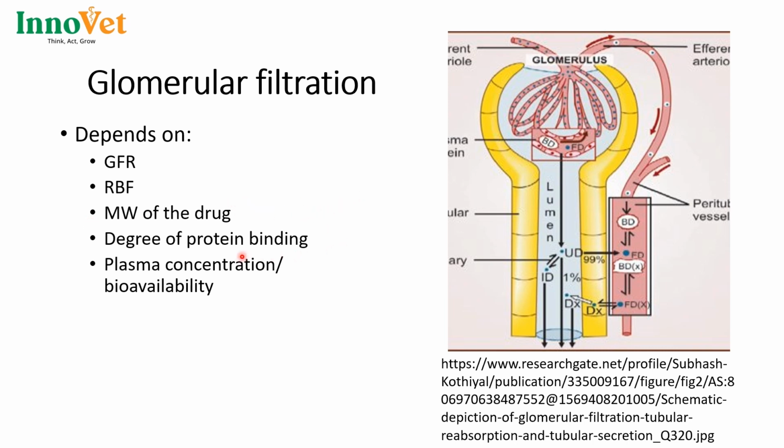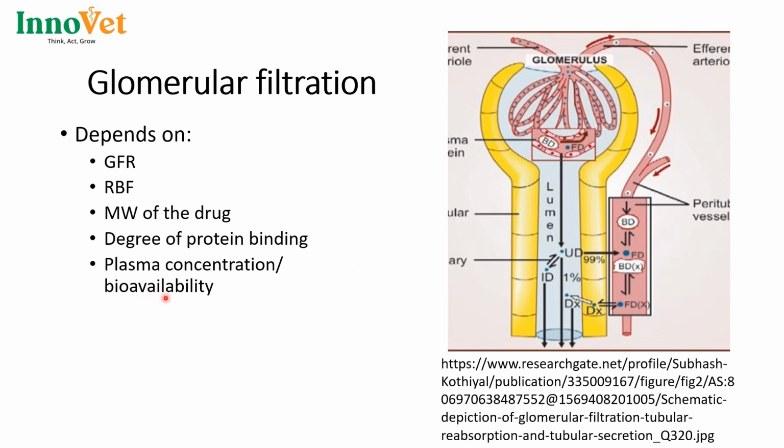Then we also have the degree of protein binding. Bound drugs do not cross the membrane. It's only unbound drugs that cross the membrane. The reason being is that proteins have high molecular weight. So if a drug is bound to a protein, in other words, it will not go through the membrane easily because it is bound to that protein. But the unbound one, which is not bound to the protein, will freely pass through the filtration barrier.